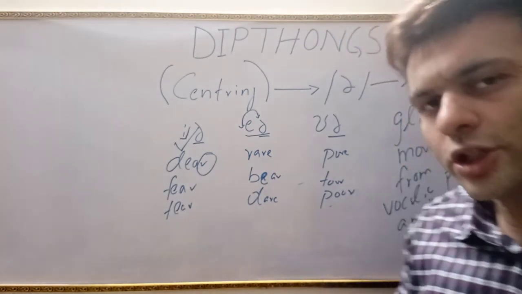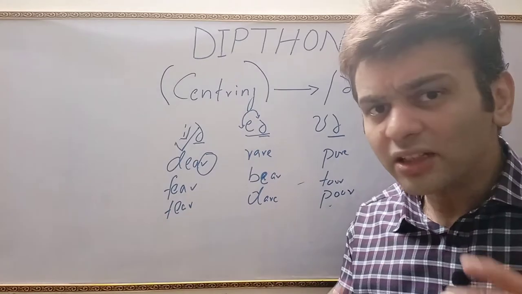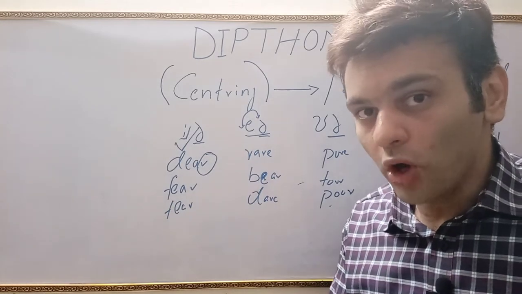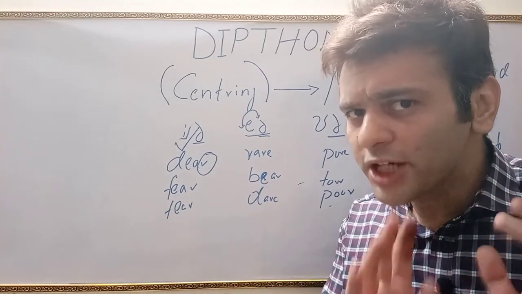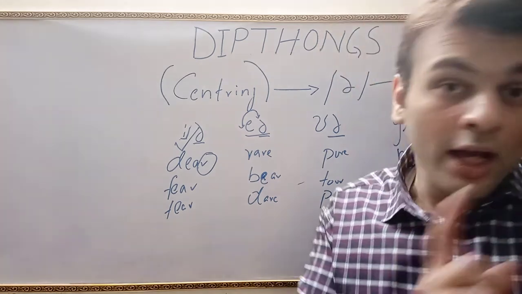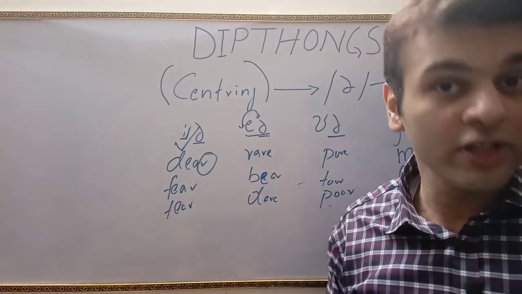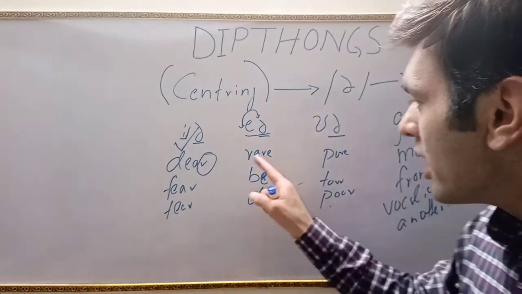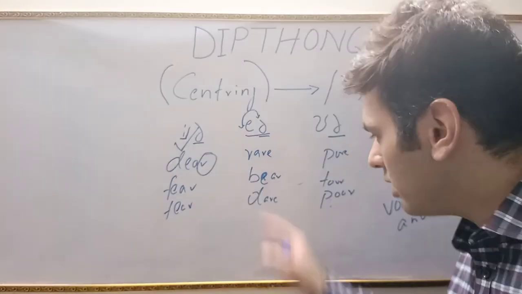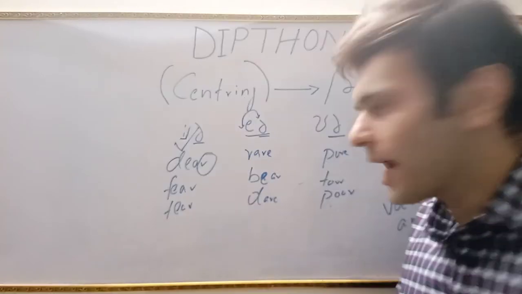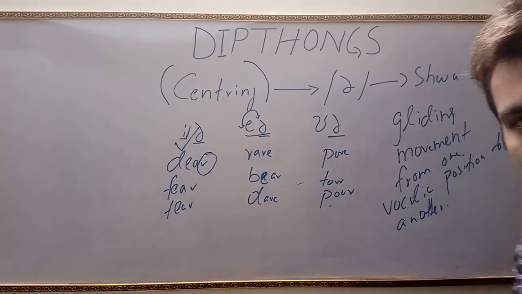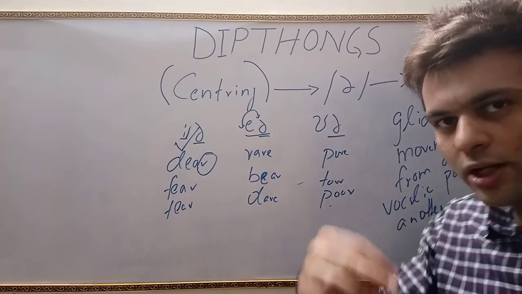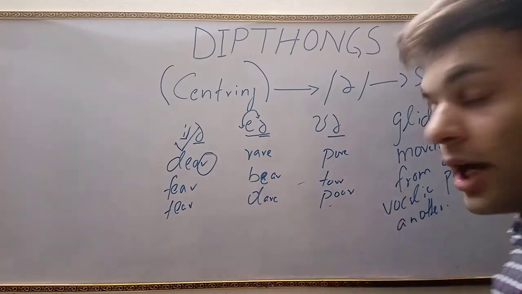Most of the times the students confuse the long vowel with a short vowel. So you have to be very, very meticulous in these matters, especially in the case of pronunciation of the English language and its words. Now, rare, bear, dare, that's the second. Third, again, movement from one position to another position.